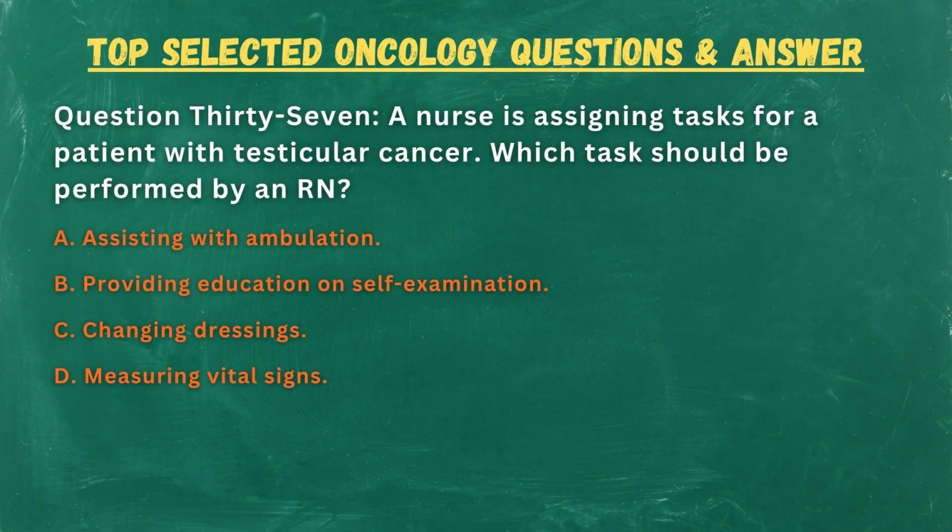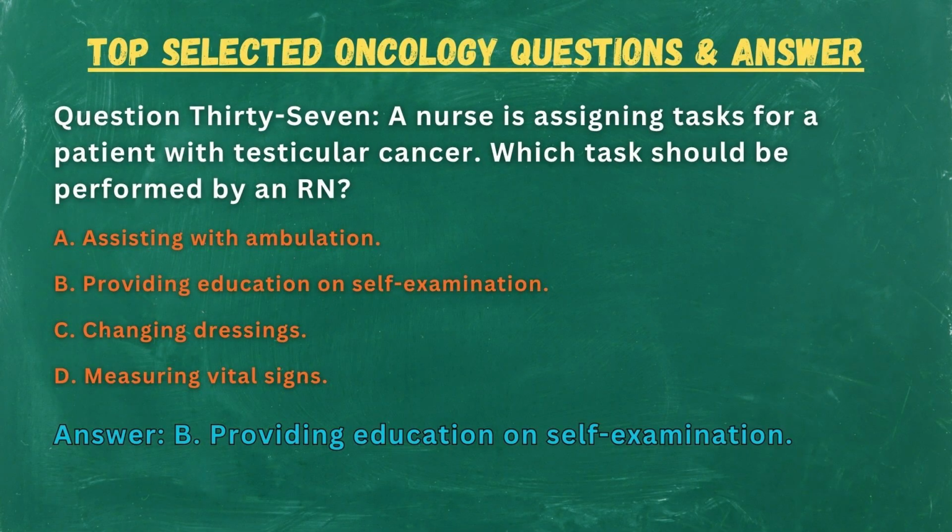A nurse is assigning tasks for a patient with testicular cancer. Which task should be performed by an RN? A. Assisting with ambulation. B. Providing education on self-examination. C. Changing dressings. D. Measuring vital signs. Answer: B. Providing education on self-examination.